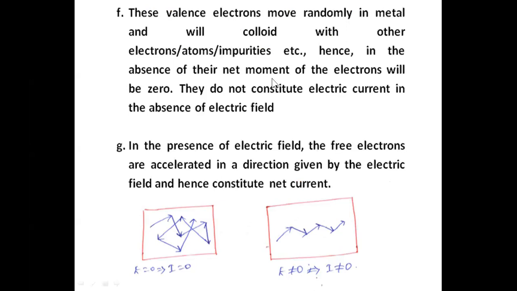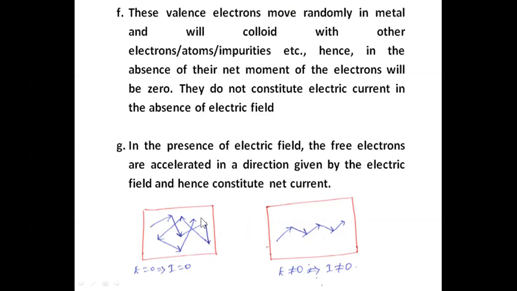In other words, in absence of electric field, the resultant movement of electrons is zero due to their random motion, and hence they cannot constitute any electric current in the absence of electric field. We know that if you wanted to have electric current, there will be a steady flow of electrons in a particular direction. In absence of electric field, that is not possible.